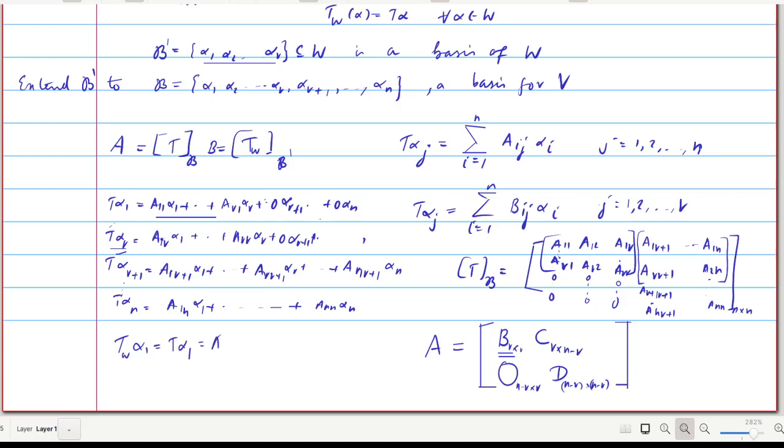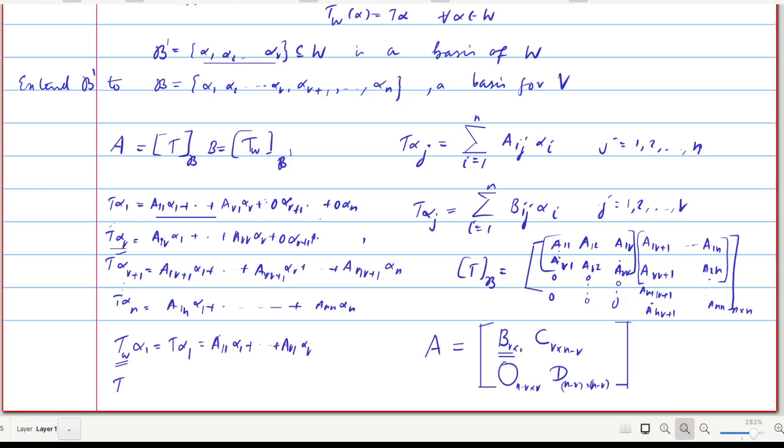You write the same thing, A11 alpha 1 plus etc., AR1 alpha R plus etc., 0 alpha R plus 1 plus etc. Sorry, here we need not write the other things. We avoid these because that is an element of W. Since TW is a linear operator on W, you need not worry about the other things. So you write TW of alpha 1 in this manner.